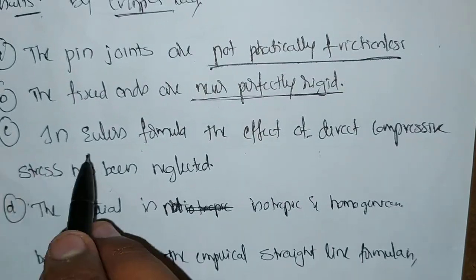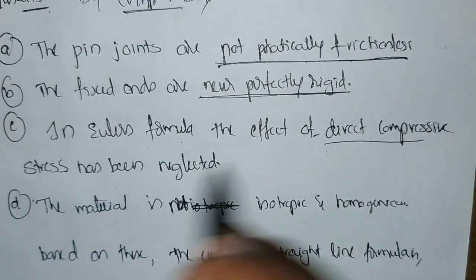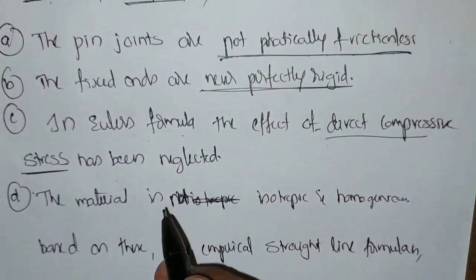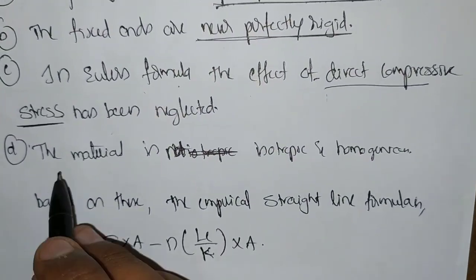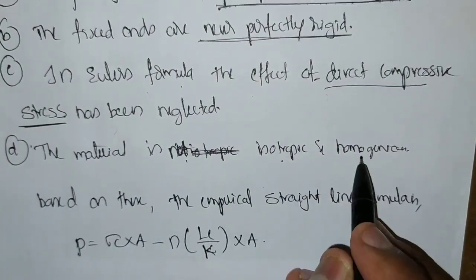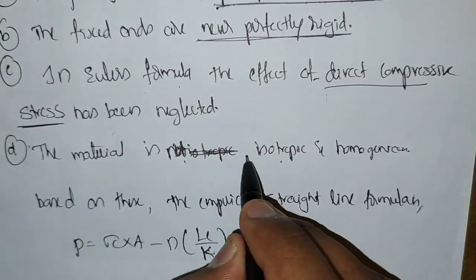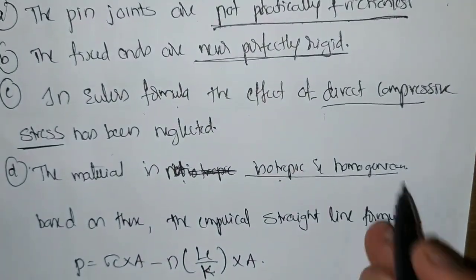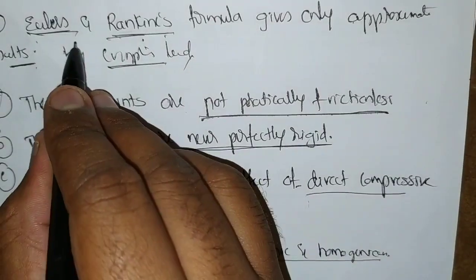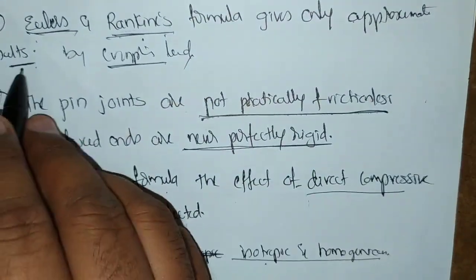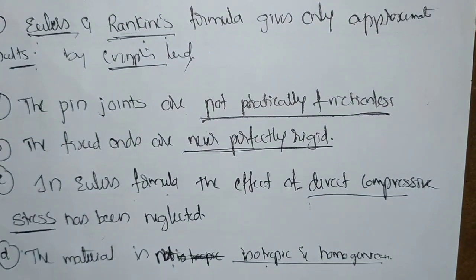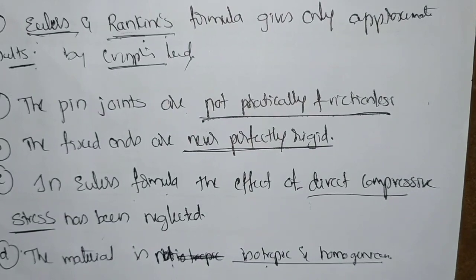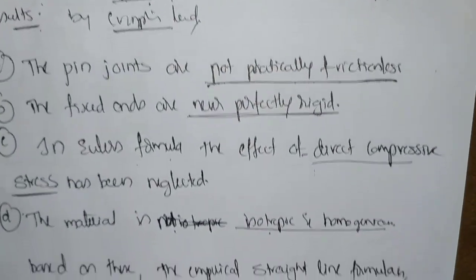The third one is that in Euler's formula the effect of direct compressive stresses, nothing but the direct load, has been neglected. The next one is that the material is not isotropic and homogeneous in Euler's and Rankine's formulas. Due to these four reasons, Euler's and Rankine's formulas give only approximate results with respect to the crippling load. So on account of these conditions, some empirical formula has been defined.